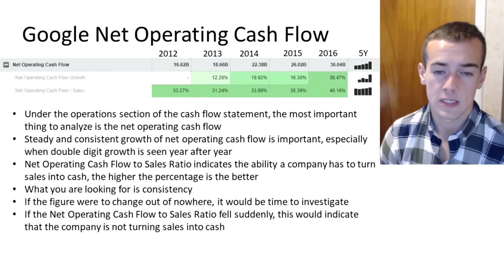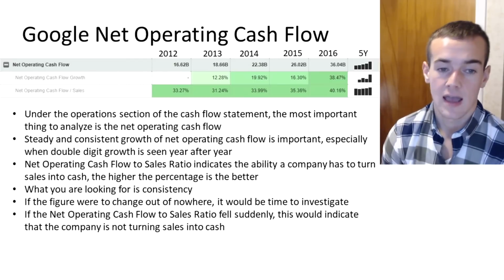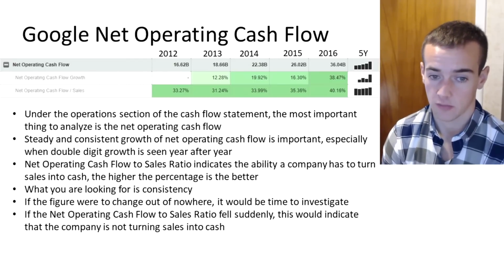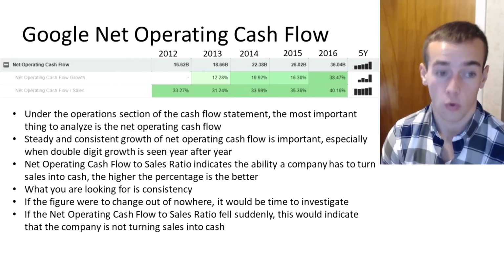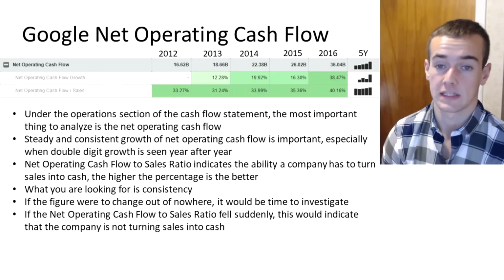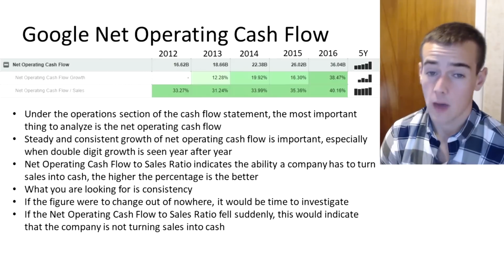Because what is the good of sales? What is the point of having good sales if those sales aren't being converted into cash? You want to see a healthy amount of cash being generated from the sales that they have going on. So again, what we're looking for with both of these here is consistency. You want to see consistency. So if the figures were to change out of nowhere, that would be a red flag.